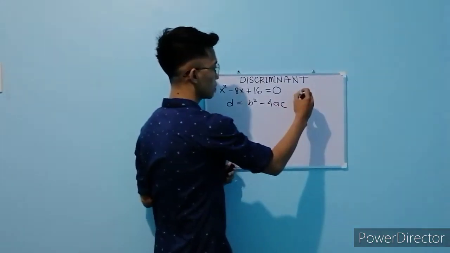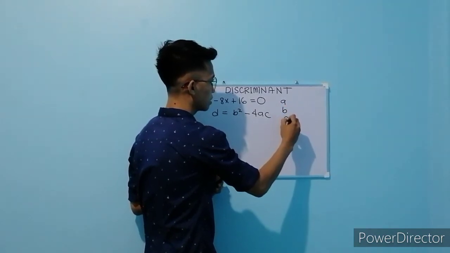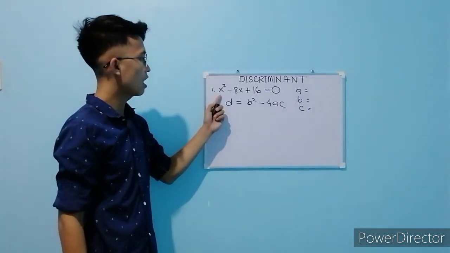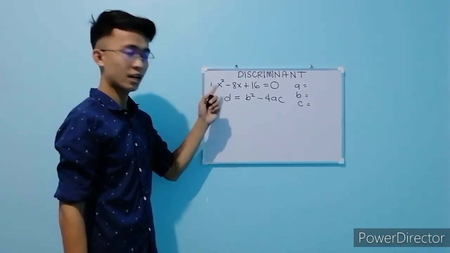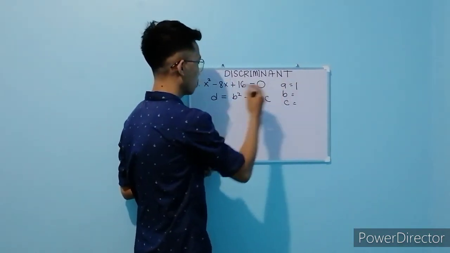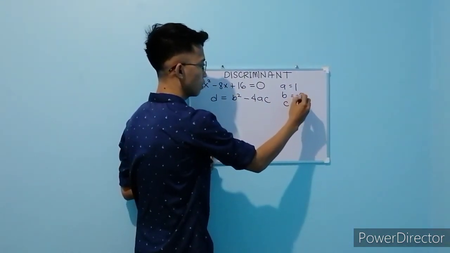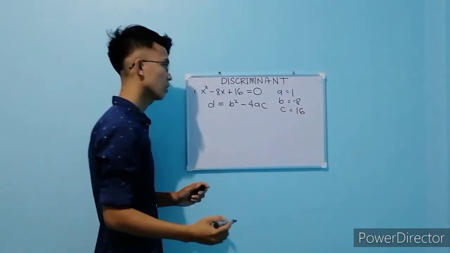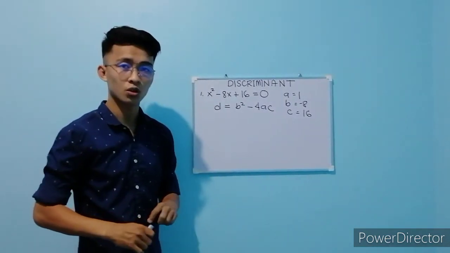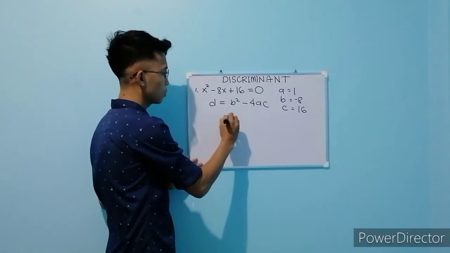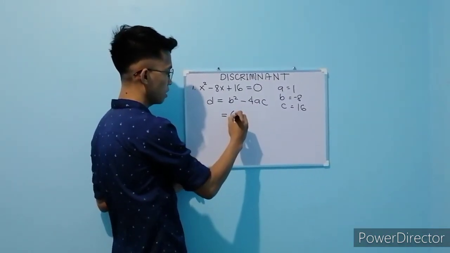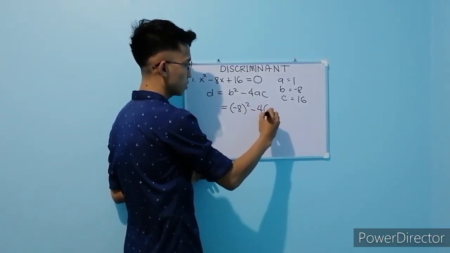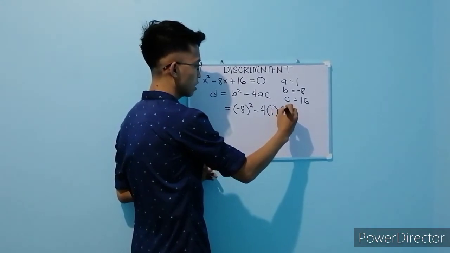We will just identify the values of A, B, and C the same way as solving with the quadratic formula. What is the value of A, B, and C? The value of A is the coefficient of the x squared, so we have 1. B is negative 8, and for C, we have 16. Let's now substitute the given values. Substituting, we have negative 8 for B: negative 8 squared minus 4 times 1, and our C is 16.